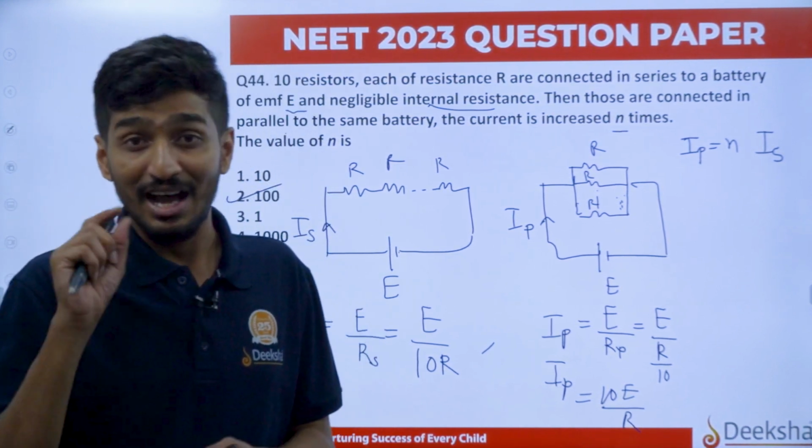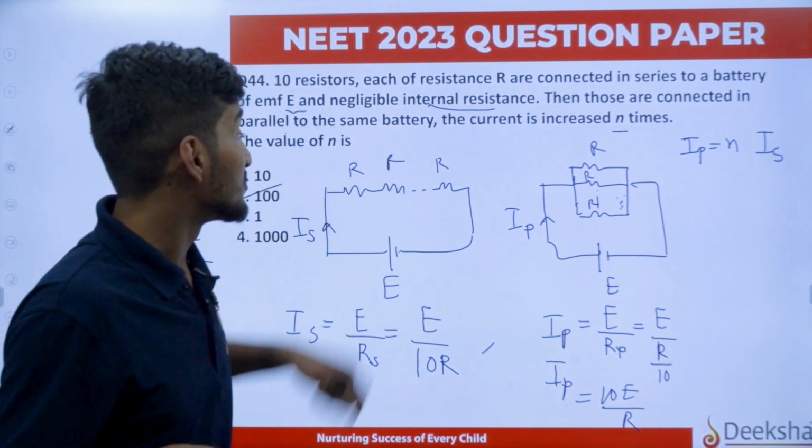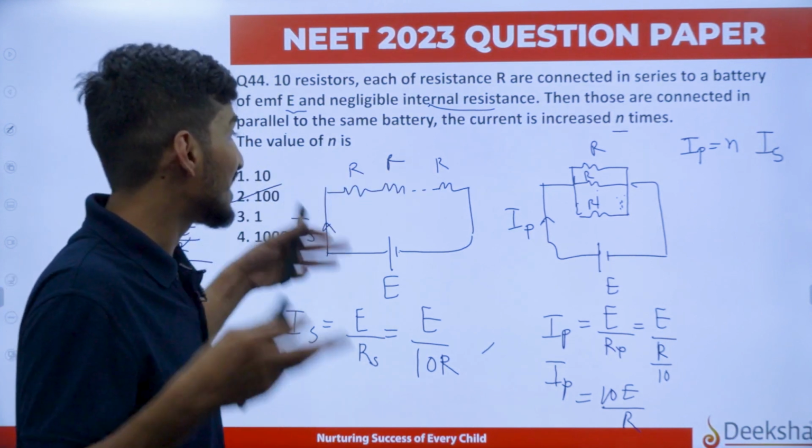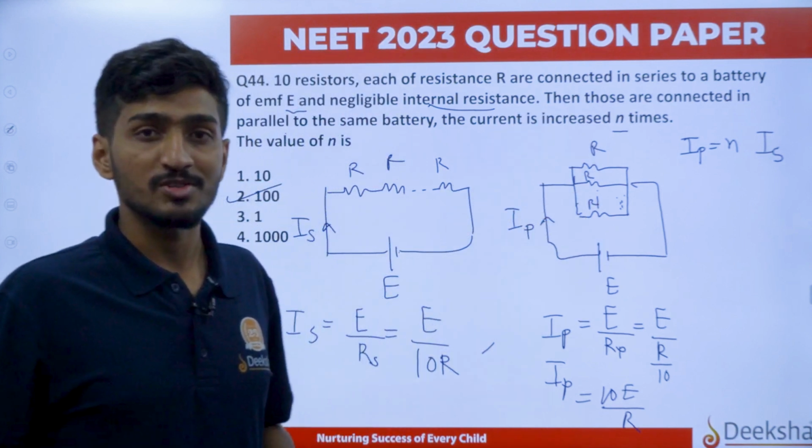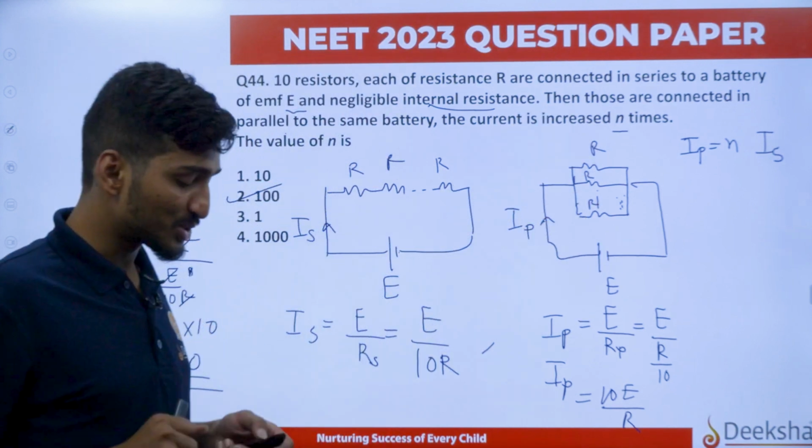How simple? As long as you remember the formula, equivalent in series it is n times each resistance, and equivalent in parallel is 1 by n times each resistance. Okay, let's move on to the next question.